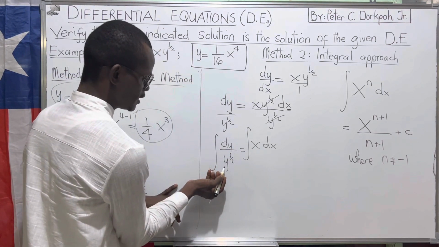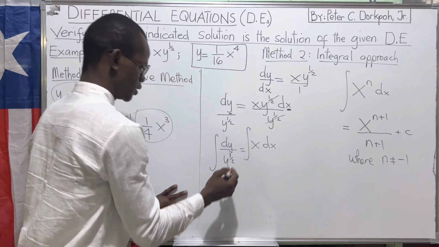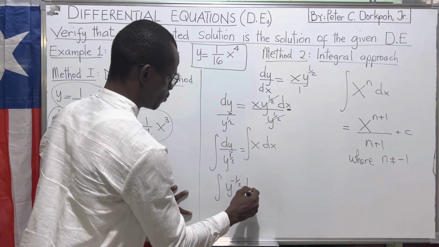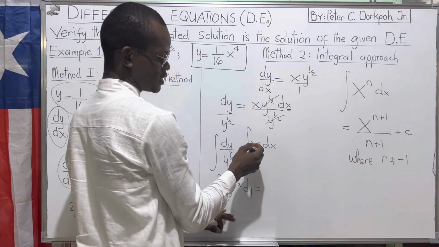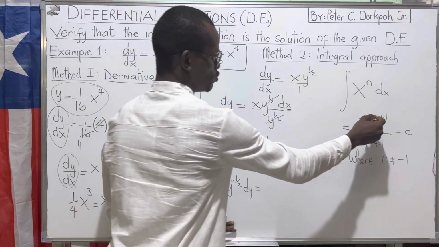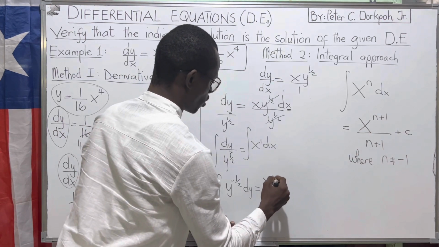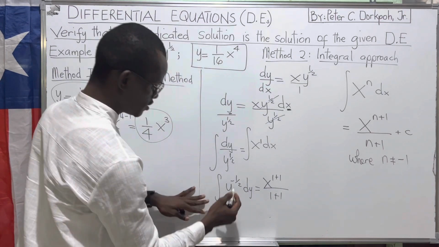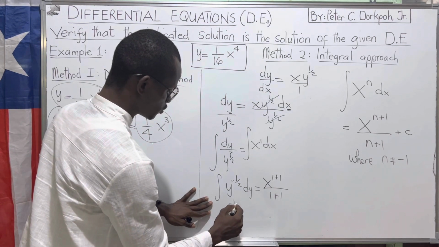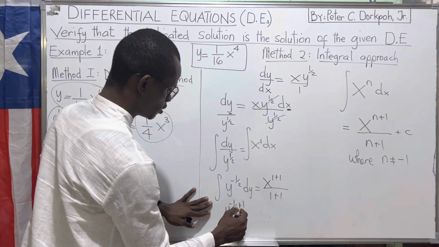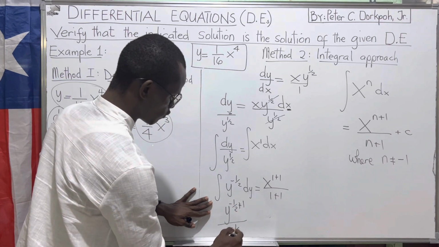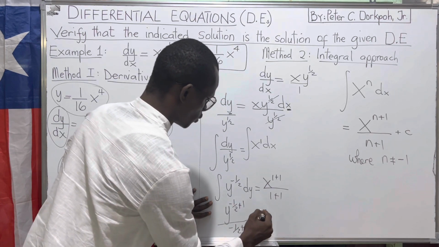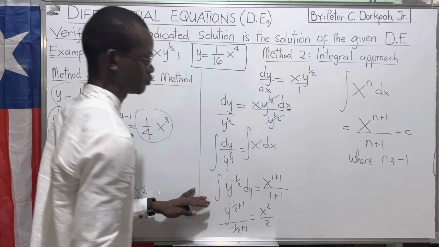So we can send this y to the numerator. Sending y to the numerator, you have y raised to the power minus 1 over 2 dy. And if we integrate x, remember the power is 1. The rule said we must add 1 to the power, x raised to the power 1 plus 1, and divide by the new power 1 plus 1. So we can integrate this one as well. y raised to the power minus 1 over 2, we add 1, divide by the new power minus 1 over 2 plus 1. And then equals x squared over 2.